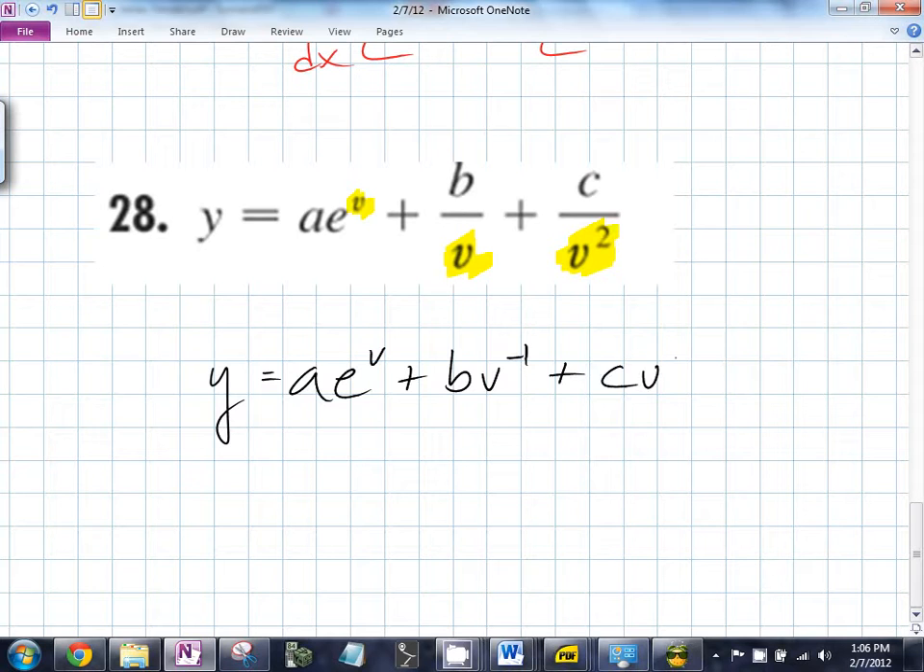Yeah. And now you differentiate. Now you differentiate and you end with y is equal to va. No, oh, I did that wrong. What is it? It's just a e to the v, right? Do not do that. Minus b v to the negative, minus 2c v to the negative. Done. Yes, go ahead. No, you got it?